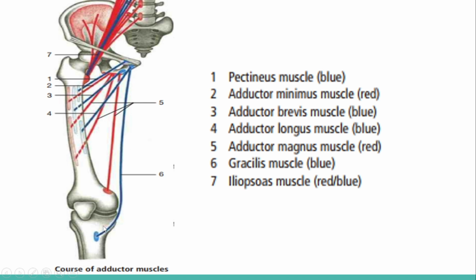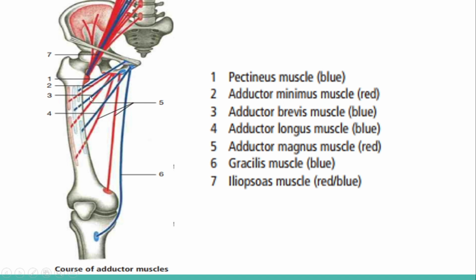First we talk about the gracilis, denoted by number 6. The origin is from the inferior ramus of the pubis and the adjoining ischial ramus. It inserts into the upper part of the medial surface of the tibia. Number 4 is the adductor longus muscle. It originates from the circular area on the body of the pubis in the angle between the pubic crest and the symphysis, and it inserts into the middle third of the linea aspera.